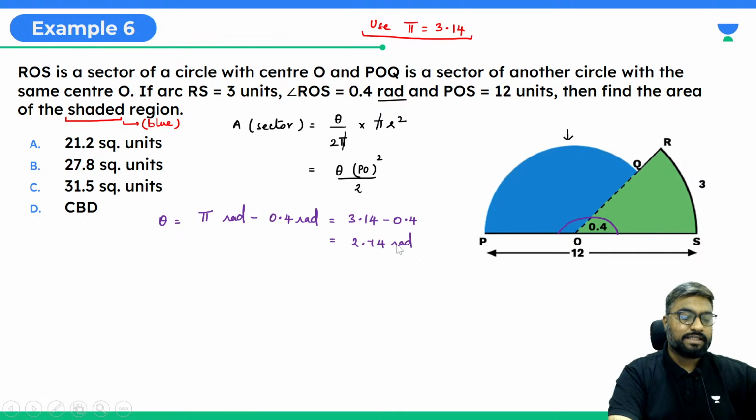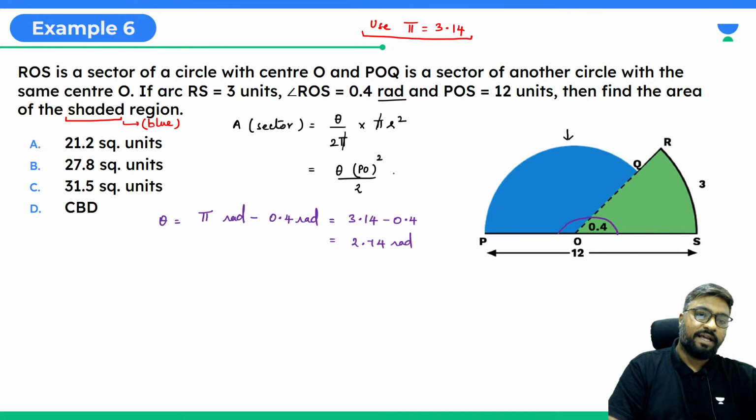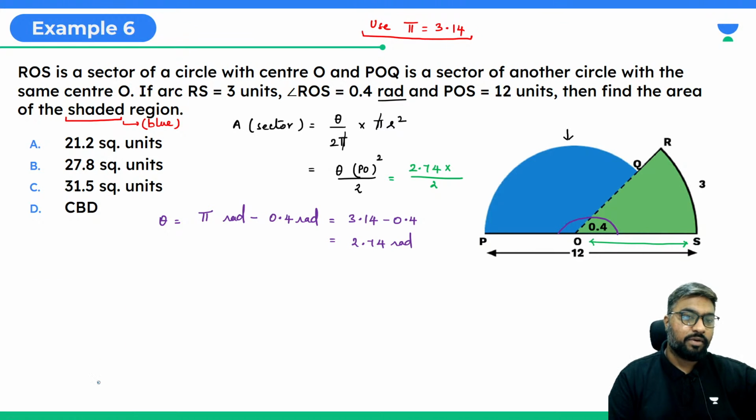One part of the question is done. We have found theta's value. So this will be equal to theta, which is 2.74, into PO square by 2. Now our aim is to find PO's length. We have been given PS's length. So if I can find OS's length and subtract it from PS, I can get PO's length. To find OS's length, we are going to use this particular sector. They have given the arc length RS is 3.